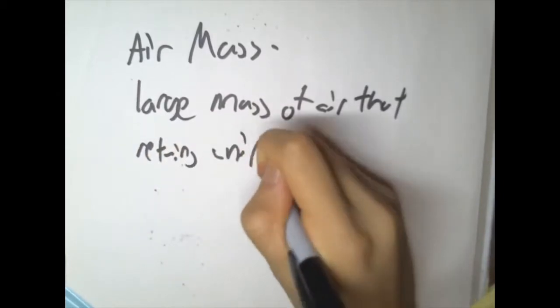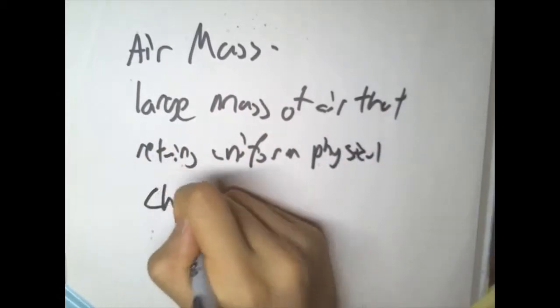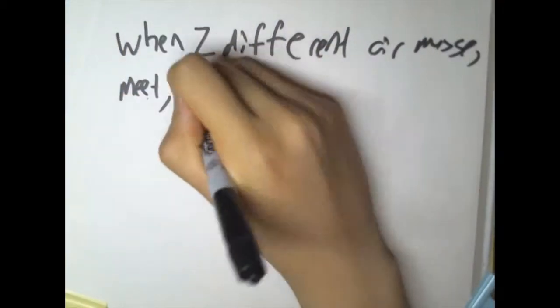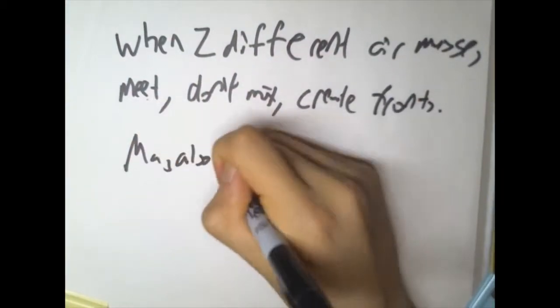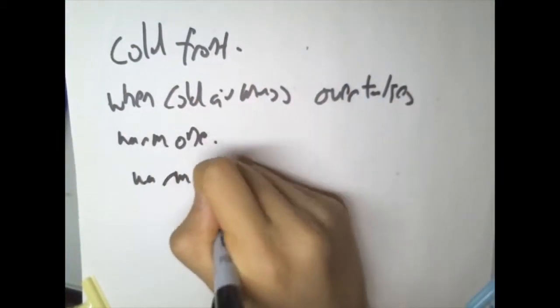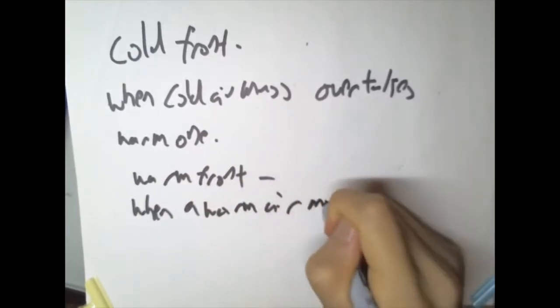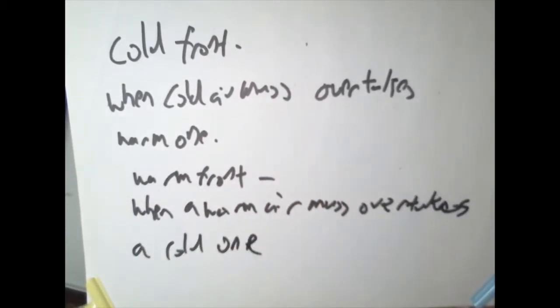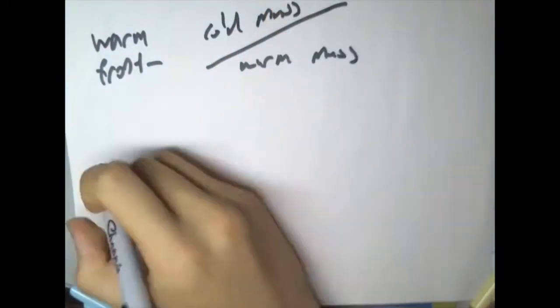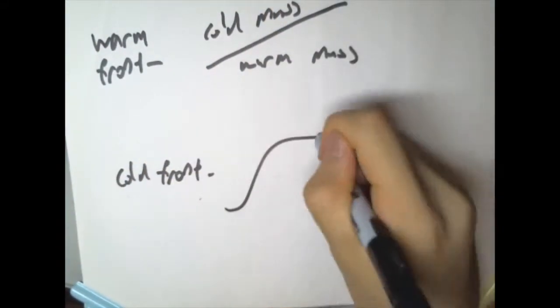An air mass is a large mass of air that retains uniform physical characteristics. When two different air masses meet, they don't mix. Instead, they create a boundary which is called a front. A cold front is when a cold air mass overtakes a warm air mass, and a warm front is when a warm air mass takes over a cold air mass. Usually, warm fronts are a lot less steep than cold fronts, and cold fronts usually cause a lot more bad weather.